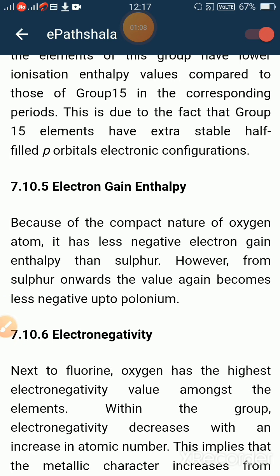Electron gain enthalpy. Because of the compact nature of oxygen atom, it has less negative electron gain enthalpy than sulfur. However, from sulfur onwards, the value again becomes less negative up to polonium.